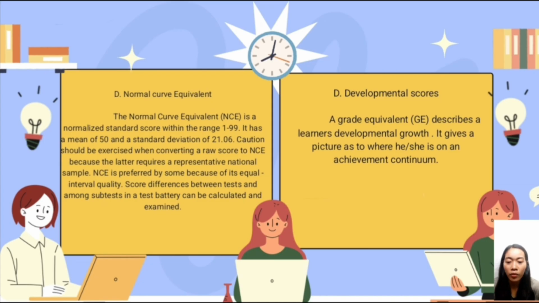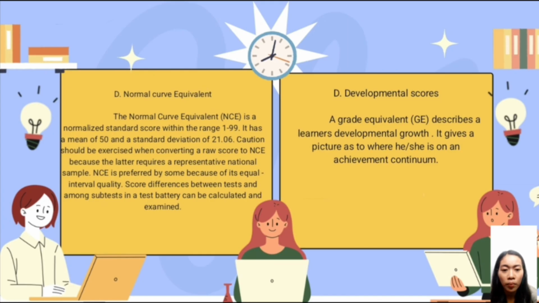So NCE is preferred by some because of its equal interval quality. So score differences between tests and among subtests in a test battery can be calculated and examined. For example, an NCE of 30 in reading versus an NCE of 40 in mathematics. So the student's score in mathematics was 10 points higher than in reading, but both are still below the average score of 50.